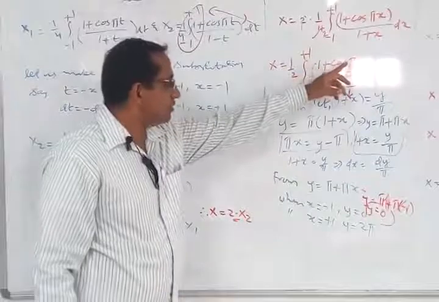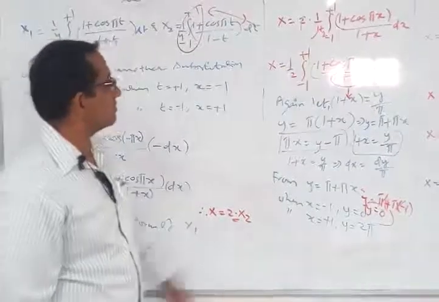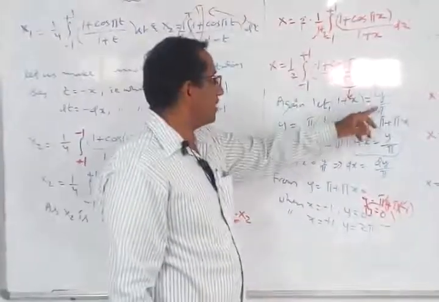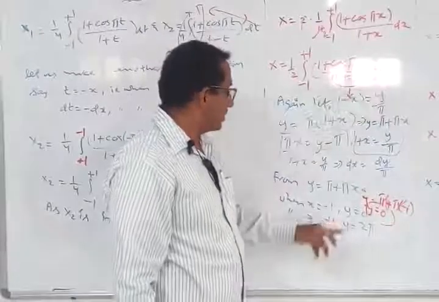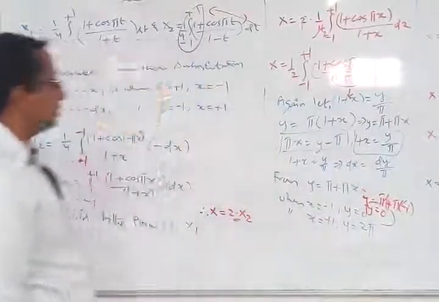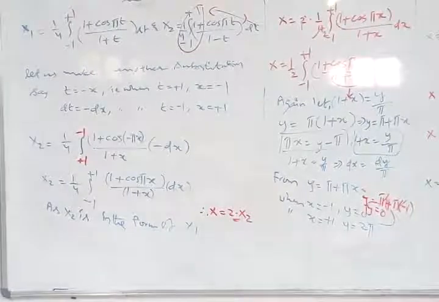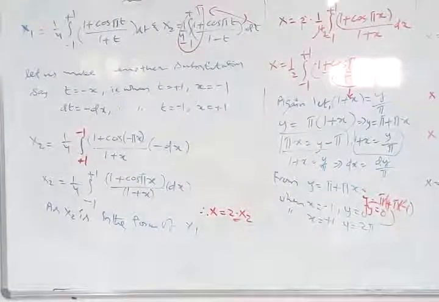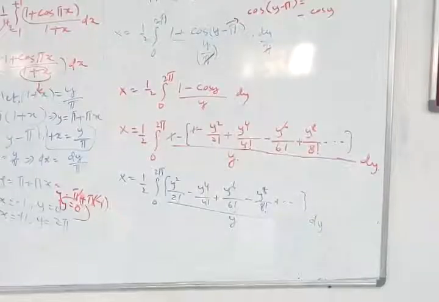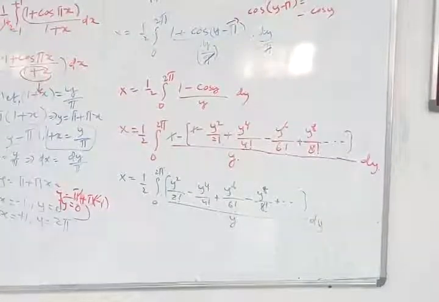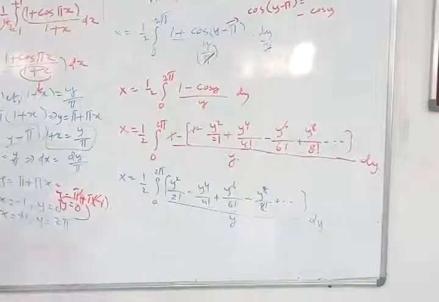1 plus cos of pi x means y minus pi. 1 plus x means y by pi. dx is nothing but equal to dy by pi. So that is going to be the expression for x. So once after we get this, let us solve this particular equation. Now after substituting y for x, what will I be getting?